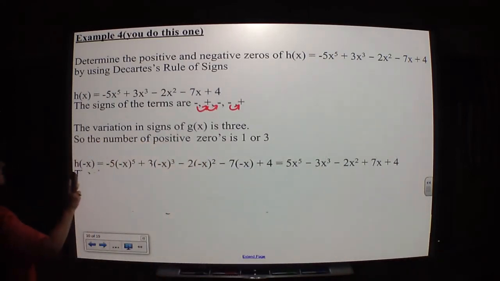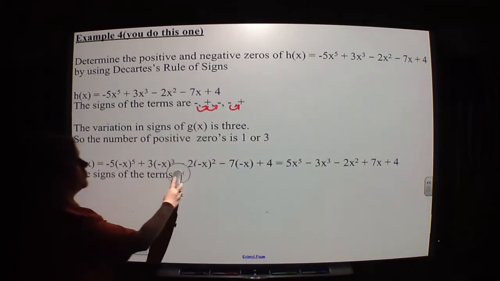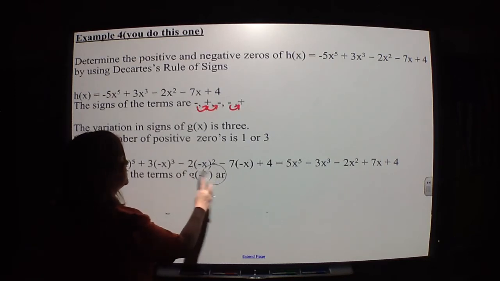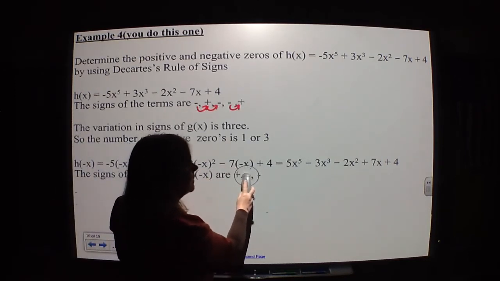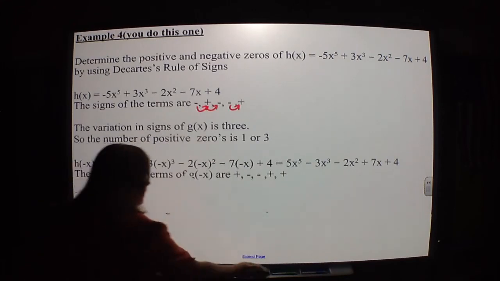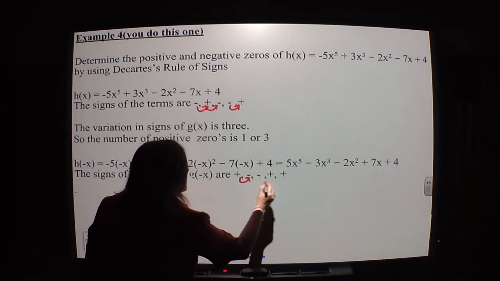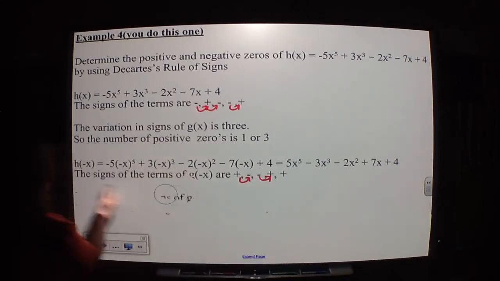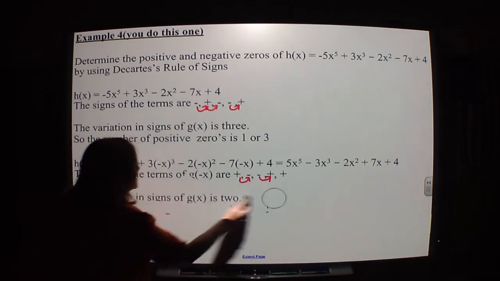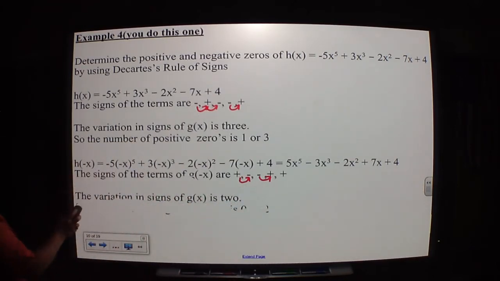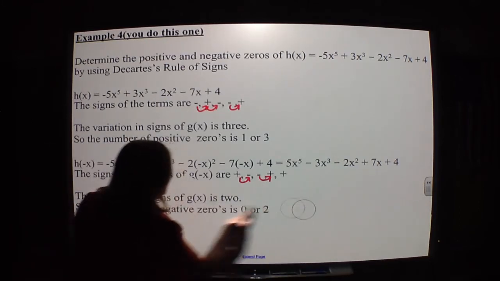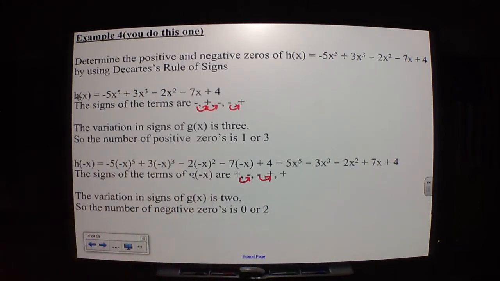So now my signs for the terms would be positive, positive, negative, negative, positive, positive. There's the change, there's the change. So there are 2 changes in sign, so it's either 2 or 2 minus 2 is 0. So 0 or 2 negative zeros. And this might help you when you look at that, because then you'll know with the synthetic division whether to try a positive root or not.